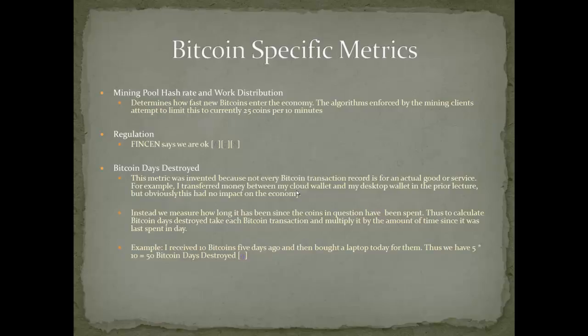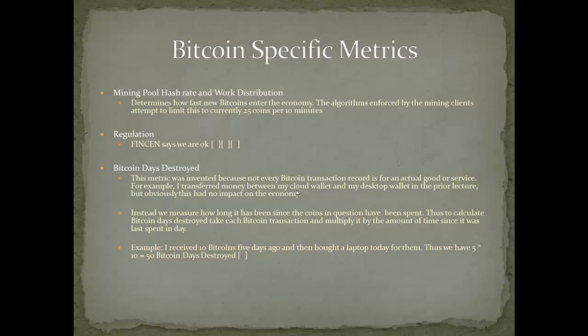Let's say you received 10 Bitcoins 5 days ago, and then you bought a laptop for them today, because that would be worth about $920 at market rate, so you can get yourself a pretty good laptop. Okay, so you bought a laptop, and to calculate the Bitcoin Days Destroyed, you simply take the amount of Bitcoins you received and multiply them by the amount of time in days you've held them. So that's 50 Bitcoin Days Destroyed.